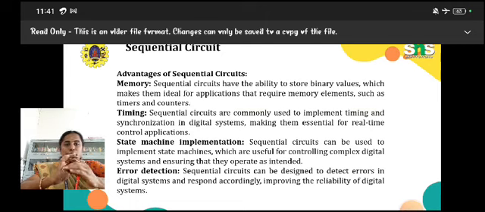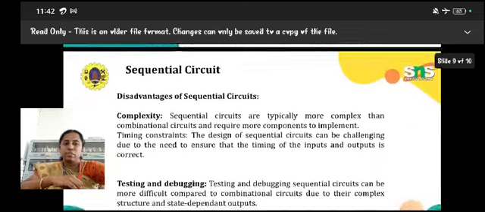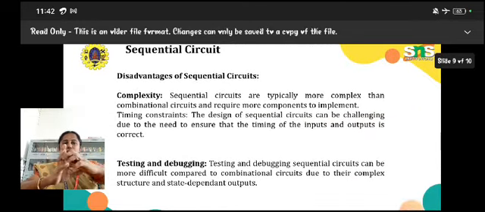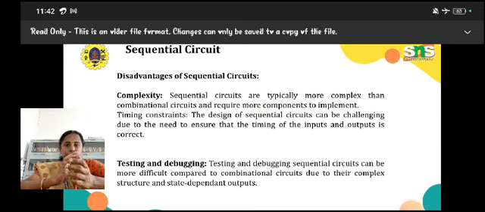Since sequential circuits depend on the previous input, the circuit is very complex to design. Let us see the disadvantages of sequential circuits. This is the complexity of the design. Sequential circuits depend on the previous input to get the present output, so they are typically more complex than combinational circuits and require more components to implement.